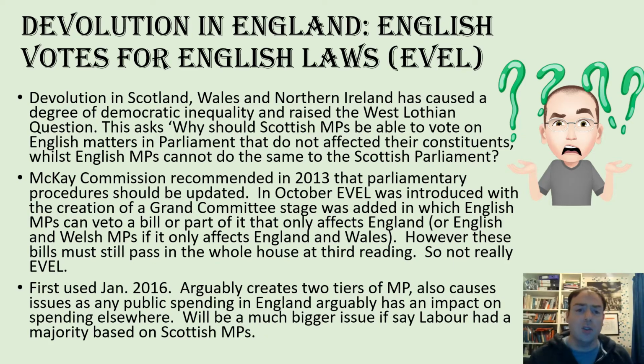Now, another element of devolution in England is the idea of English votes for English laws, which abbreviates nicely to EVEL. Now, devolution in Scotland, Wales and Northern Ireland has got a degree of democratic inequality and has raised what is known as the West Lothian question. This was first raised back in the 1970s when devolution was first spoken about. And essentially the West Lothian question asks, why should Scottish MPs be able to vote on English matters in Parliament that do not affect their constituents, whilst English MPs cannot do the same to the Scottish Parliament?